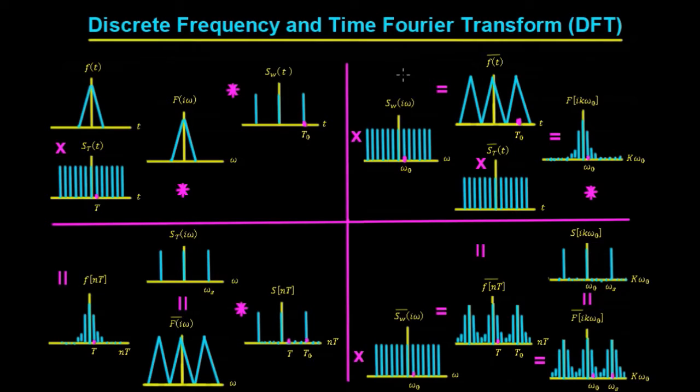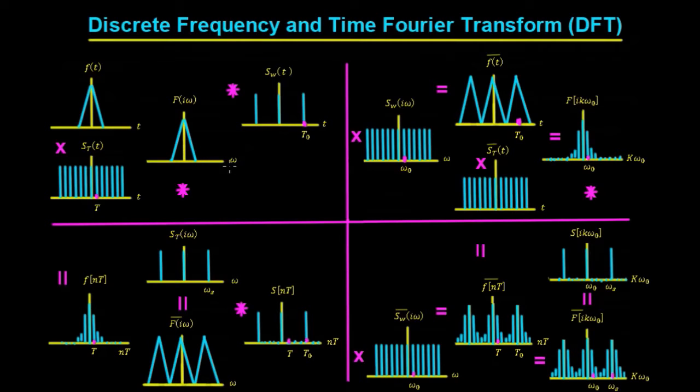We then looked at the discrete frequency Fourier transform, which is shown in this quadrant up here. So now, instead of sampling the function of time, we're going to sample the function of frequency. So we do that by taking this function of frequency and multiplying it by this impulse train here. So whenever we multiply it by the impulse train, we get the discrete function f of jkω0.